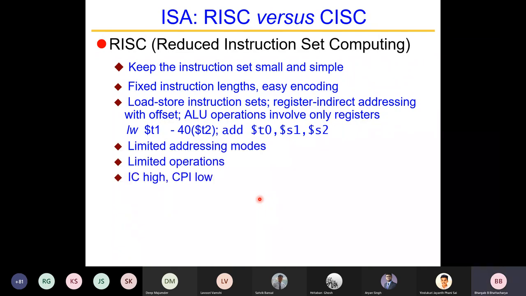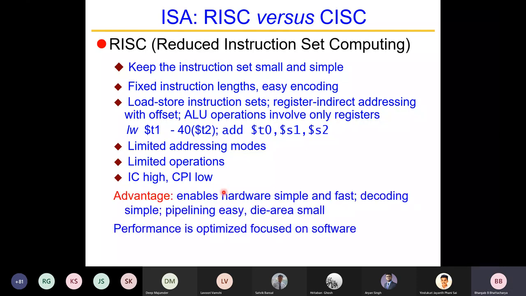Limited addressing modes, limited operations, and the instruction count would be high because the instruction sets are small and simple. So the number of instructions would become large. But the CPI is low because the instructions are simple, so the number of clock cycles per instruction should be limited.